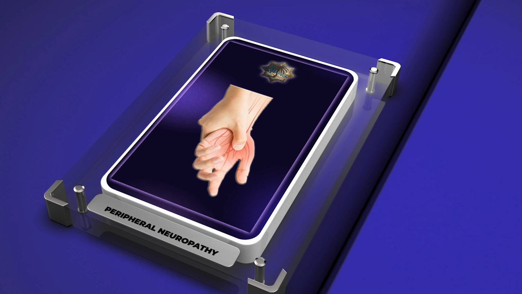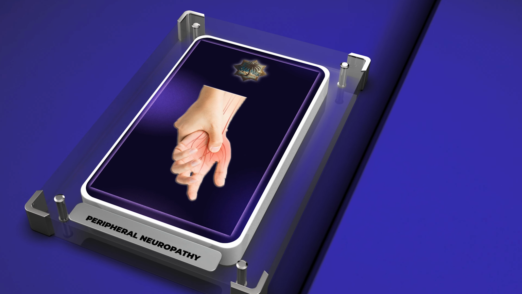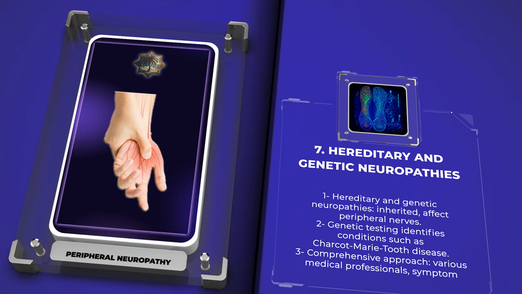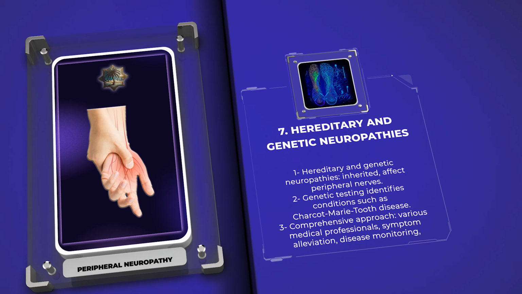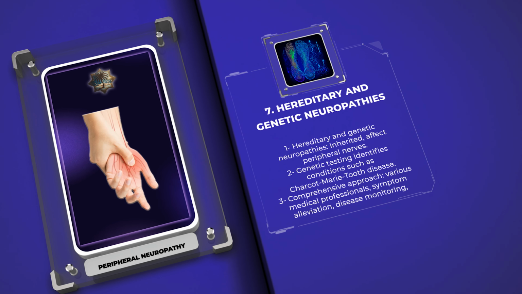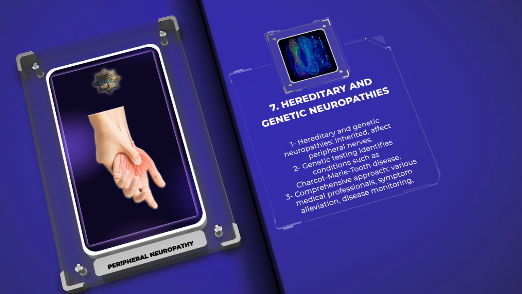Hereditary and genetic neuropathies are conditions that individuals can inherit from their parents, which affect the peripheral nerves in the body. These disorders have a specific set of symptoms and can be identified through genetic testing. Examples of these conditions include Charcot-Marie-Tooth disease and familial amyloid polyneuropathy.